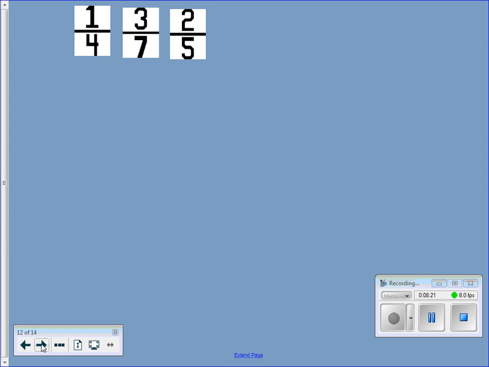So let's go ahead and take a look at 2 of the fractions and work from there. If we take a look at 1/4 and 3/7, we can compare these two and see which one's larger and which one's smaller. So we've got to find a common multiple that both 4 and 7 can go into. How about 28?